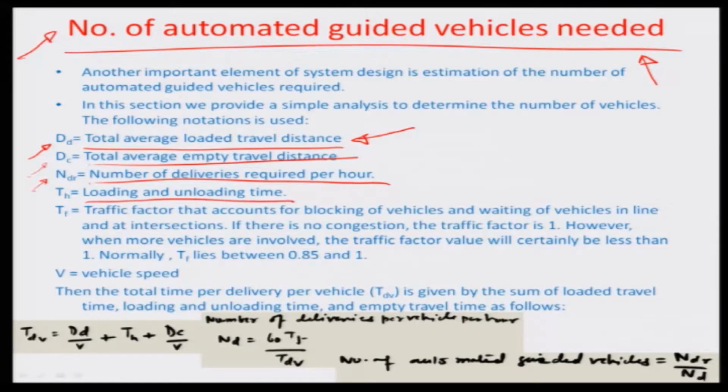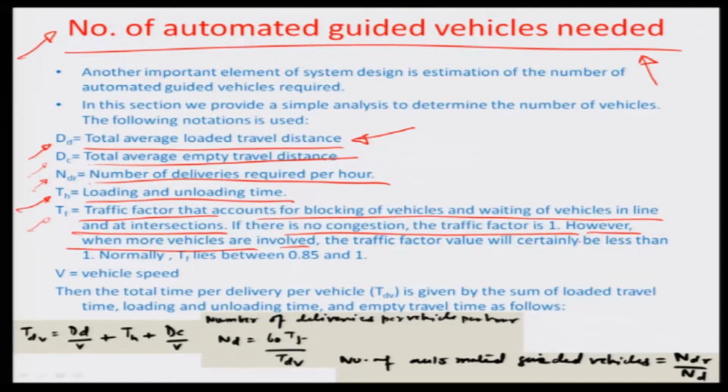and the loading unloading time is given as TH, and also the traffic factor that accounts for blocking of vehicles and waiting of vehicles in line at intersections, etc., is given as TF. So if there is no congestion, the traffic factor can be considered to be 1. However, when more than 1 vehicle is involved, the traffic factor would certainly be less than 1. Normally TF would lie between 0.85 to 1. That's how you have to design your system.